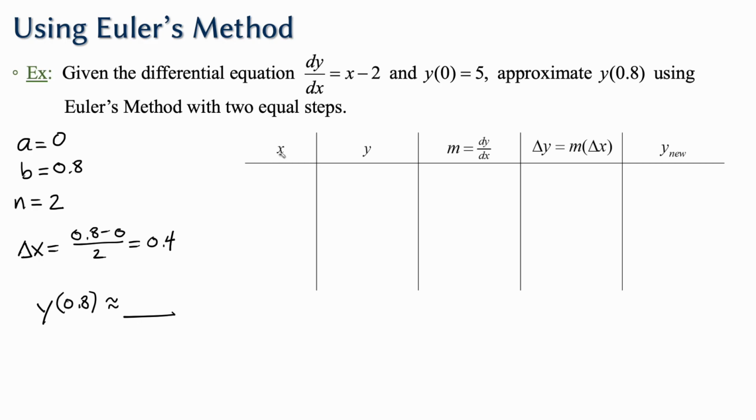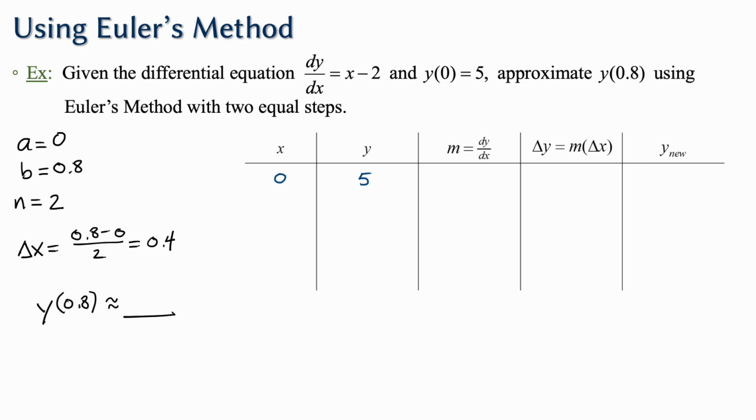So to begin, we're going to fill in this little table here. Every line is kind of like doing a step. So the very first line, we're using obviously our x sub 0, y sub 0. In this case, the ordered pair (0, 5) is where we're starting. So our initial x is 0, and we know the y value there is 5.